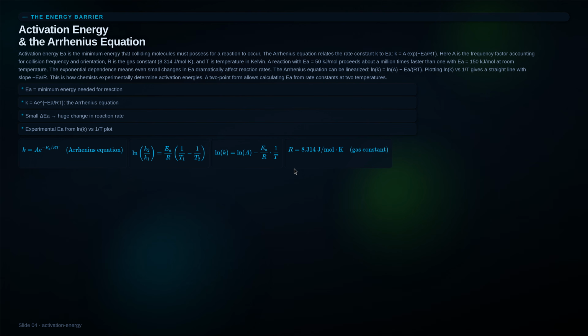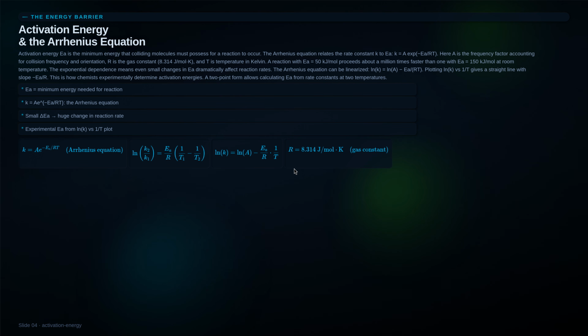A reaction with EA equal to 50 kilojoules per mole proceeds about 1,000,000 times faster than one with EA equal to 150 kilojoules per mole at room temperature. The exponential dependence means even small changes in EA dramatically affect reaction rates.